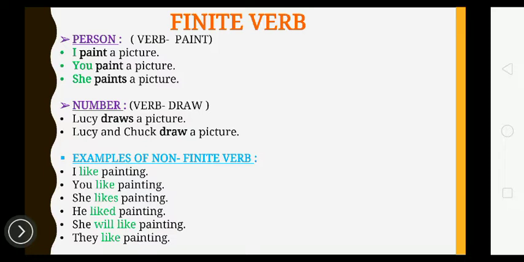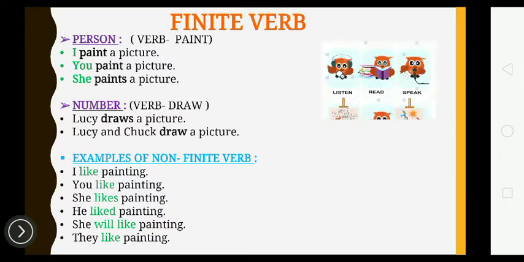Now moving forward to our next one, that is number. We will be seeing the examples of number. Here we have taken the verb draw. So, Lucy draws a picture. Here singular and plural you have to remember. Lucy and Chuck draw a picture. So here you can see that this verb is changed according to the number, according to the singular and plural.